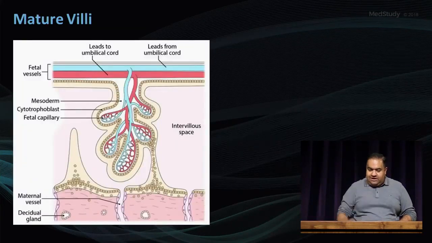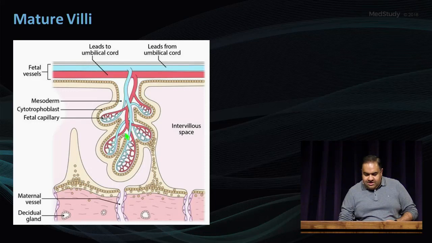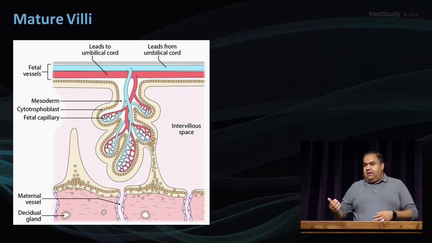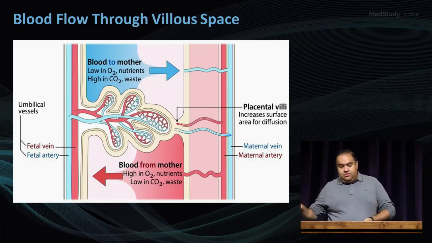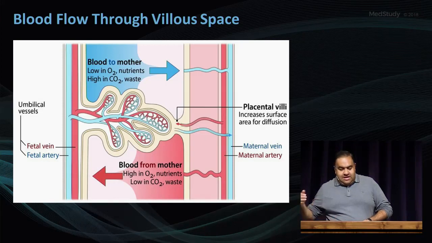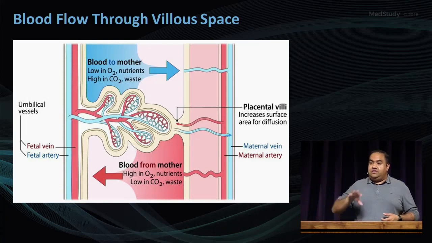As you can see in the mature villi here, here's your mesoderm, here's your cytotrophoblast cell layer, and these are the fronds that come in and start to invade into the intervillous space. You have the fetal capillaries, one that comes into the umbilical cord and one that's coming from the umbilical cord. As they come through, blood goes to the mom. It's low in oxygen and nutrients, and high in carbon dioxide waste. Then blood from the mom is high in oxygen, high in nutrients, and low in carbon dioxide waste. Remember, the infant's not going to be using its lungs. Everything has to help in circulation through the mom's side.